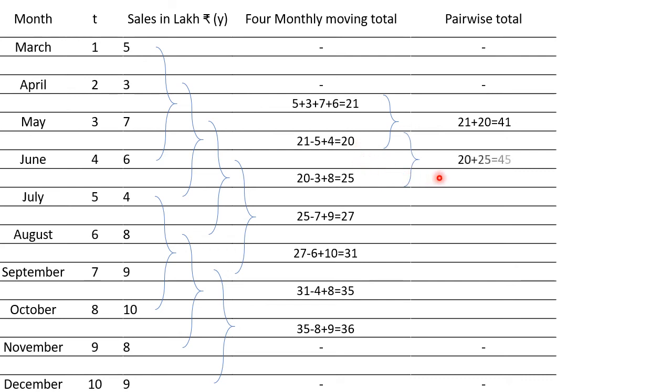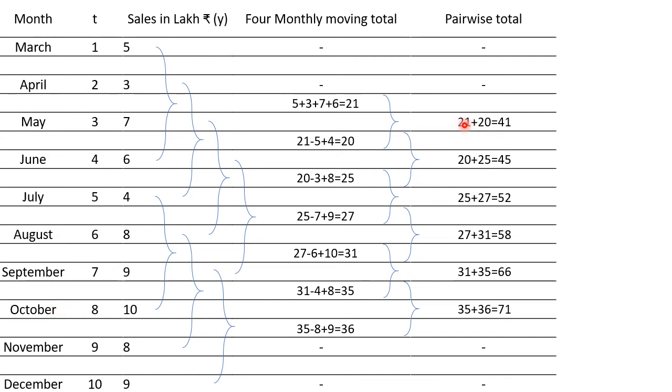Now 20 plus 25 will be 45, then 25 plus 27, 52, then 27 plus 31 is 58, 31 plus 35 is 66, 35 plus 36 is 71. So you made the pairwise total to get all the answers in front of May, June, July, August, September and October. So your answer starts from May, ends at October.